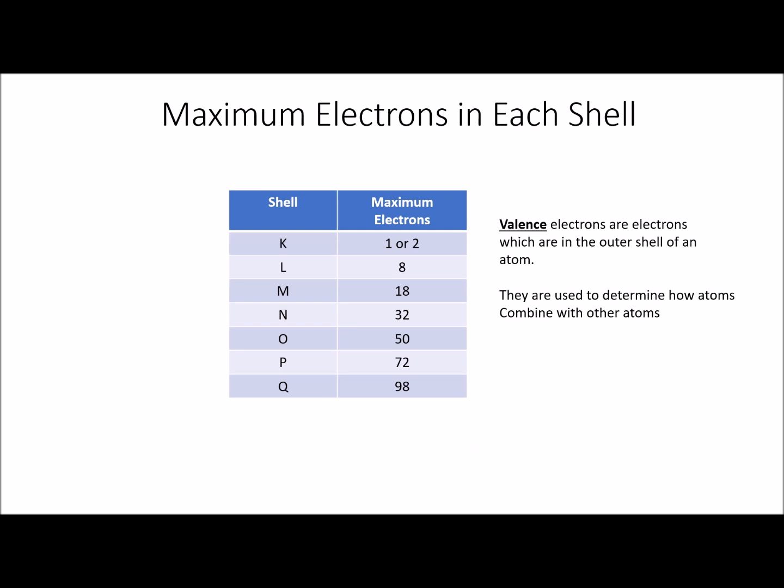So this is a table of the maximum amount of electrons that each shell can hold. It goes from the K shell, which is 1 or 2 electrons, down to the Q shell, which is 98 electrons. There's something called valence electrons, and those are electrons usually in the outer shell of an atom. They are used to determine how atoms combine with other atoms.